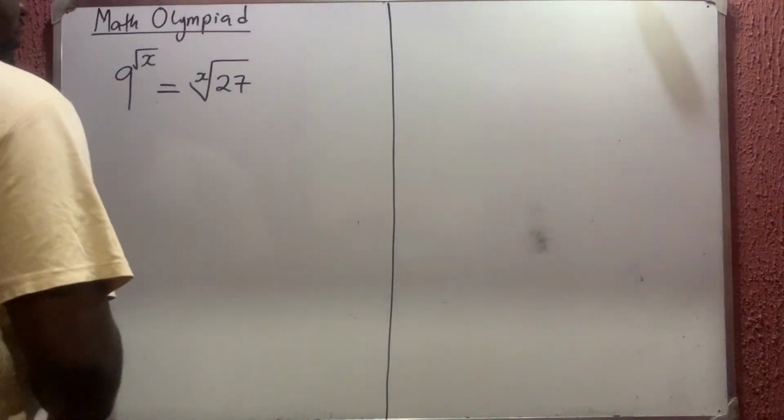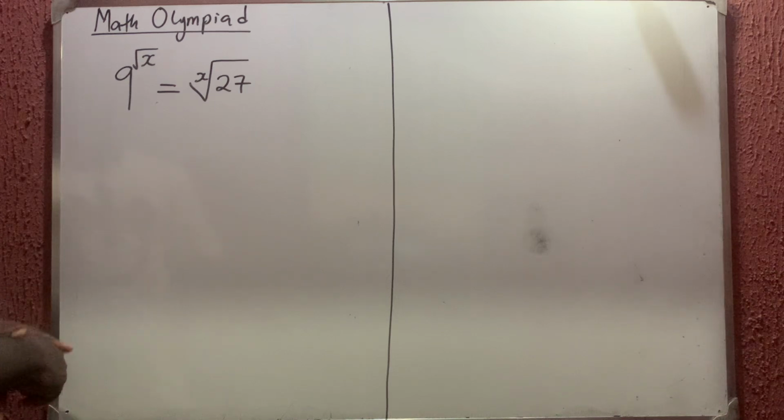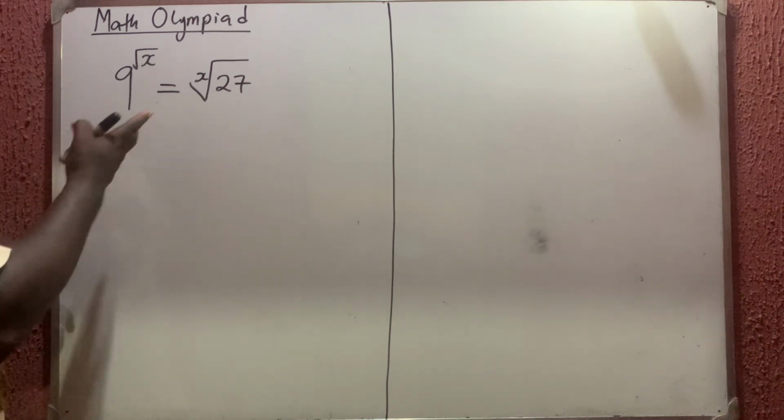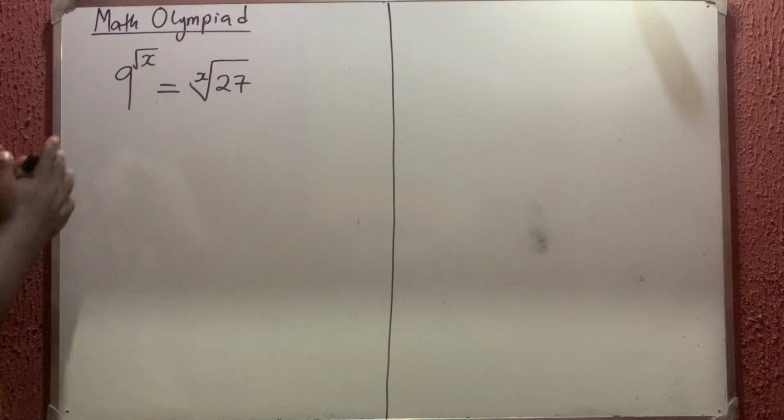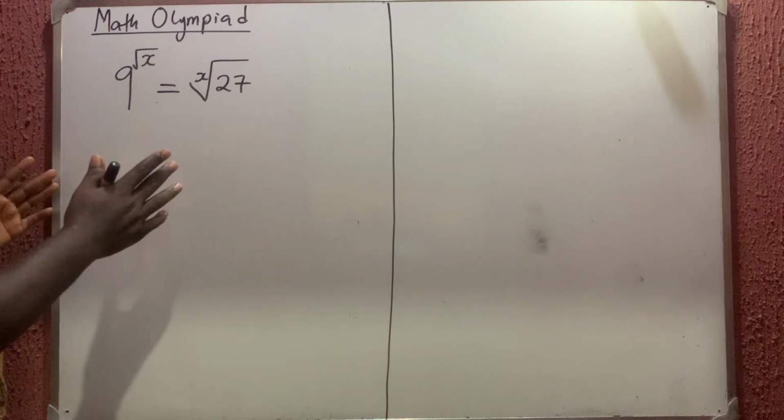Let us quickly solve this math Olympiad problem. Okay, math is the easiest subject. So if you look at this question, it is very simple. What do we do? We simply apply the laws of indices.